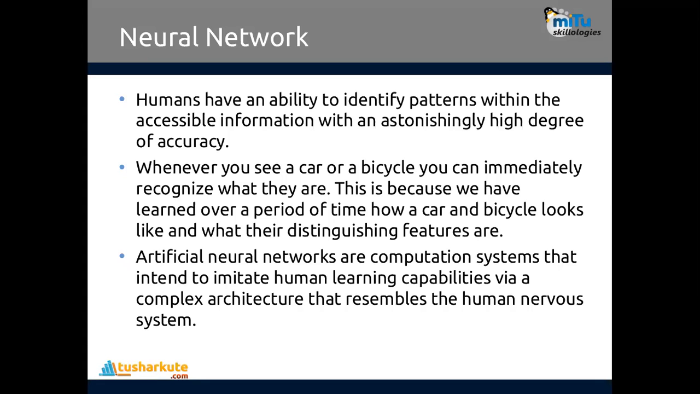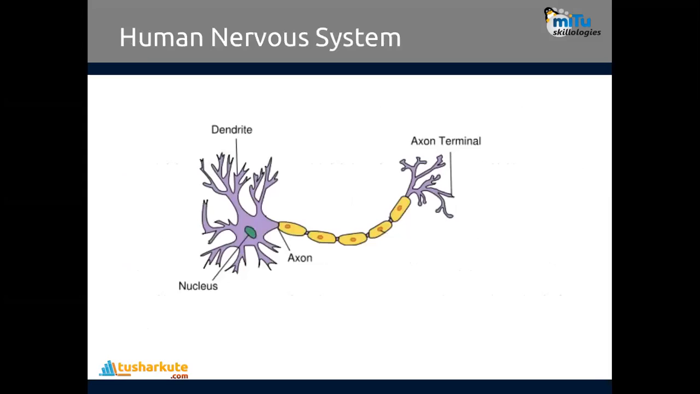Okay. So in today's scenario, ANN, that is artificial neural networks, are computation systems that intend to imitate human learning abilities via a complex architecture that resembles the human nervous system. So the replica of the human nervous system is converted into an algorithmic complex architecture that we call an artificial neural network. It is a neural network because it's a network of neurons. The neuron is the basic processing unit that we have in our body.